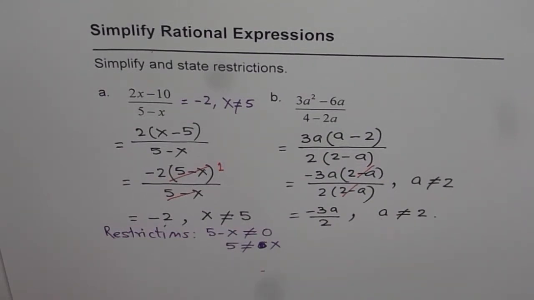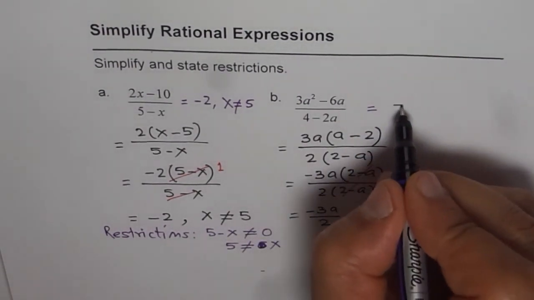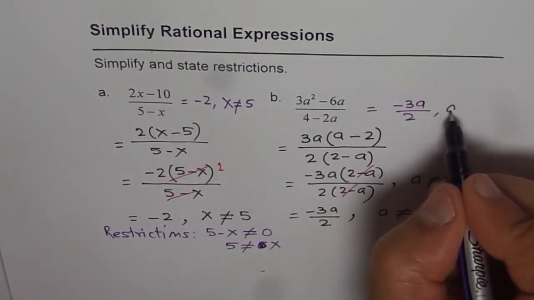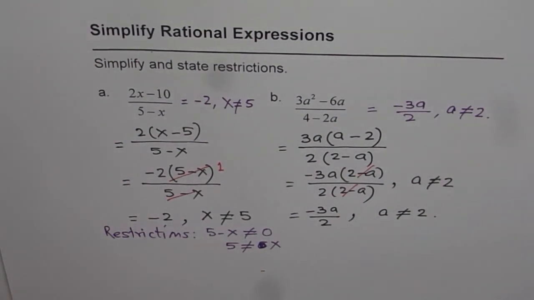Or we can write our answer as: the simplified form of the given expression is minus 3a over 2, and the restriction is that a is not equal to 2, right? So that is our answer. I hope the process is clear.